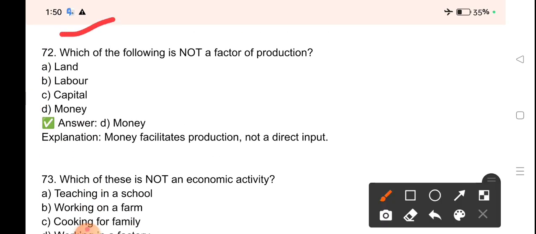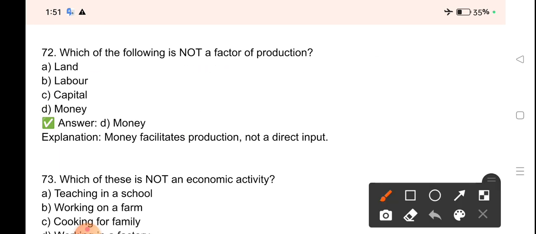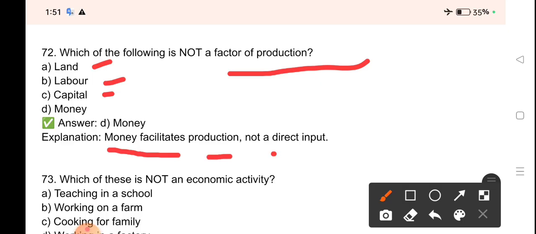Which of the following is not a factor of production? Land, labor, capital, money. Money is not a factor of production, but land, labor, and capital are factors of production. Money facilitates production, not a direct input.